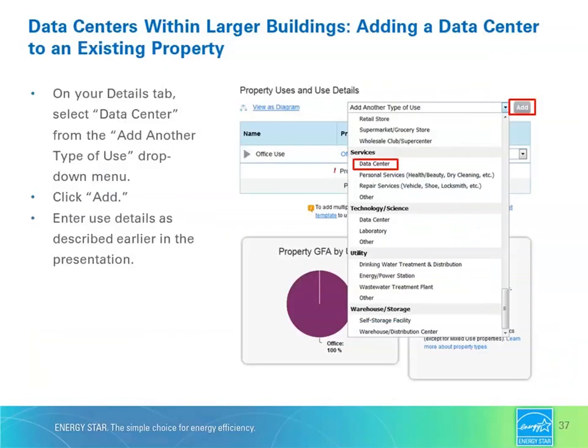All right, now what if you have an existing property that you need to add a data center to, rather than setting up the whole property from scratch? In that case, you would access the Details tab of your existing property and use the Add Another Type of Use drop-down menu to select a data center, and then click Add. You'd then be taken to the same type of data entry screen we just saw in the previous slide to enter your use details for the new data center property use.